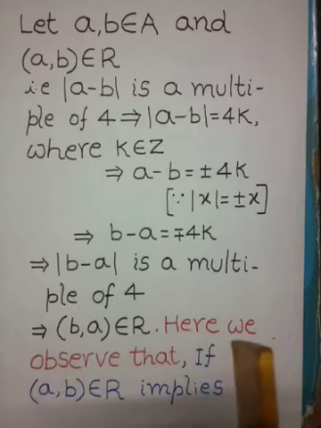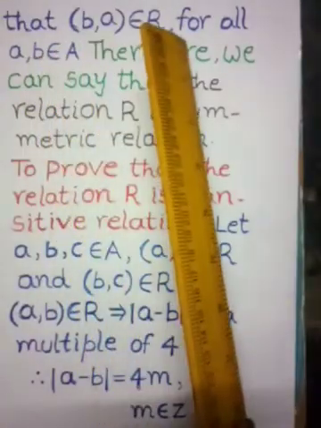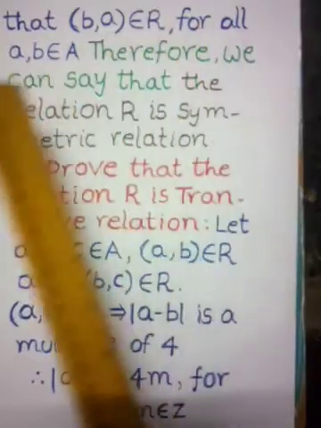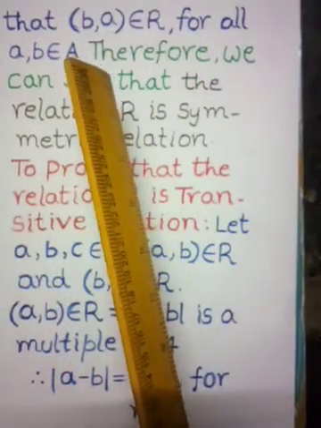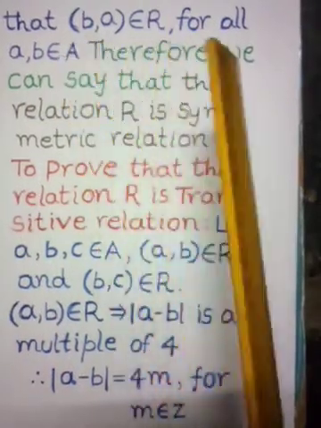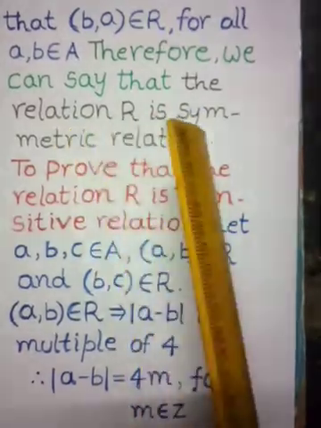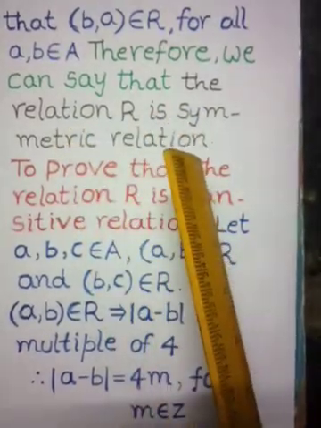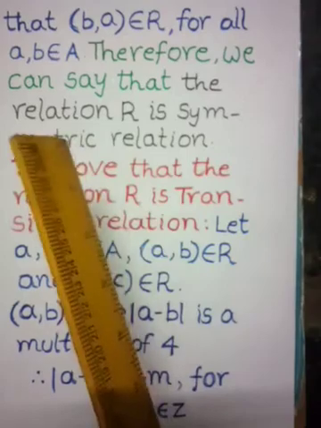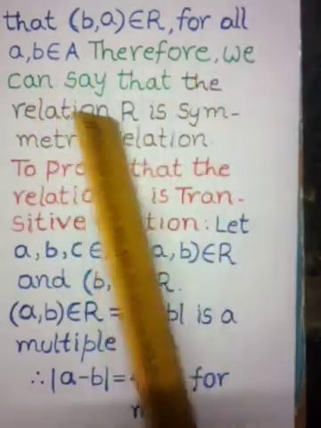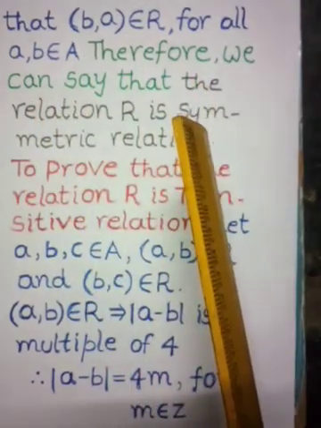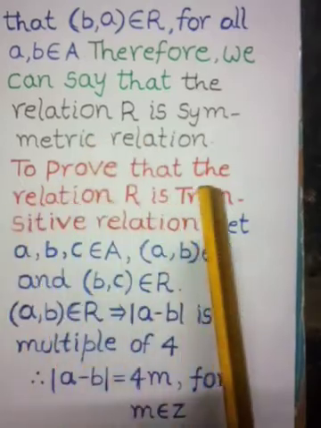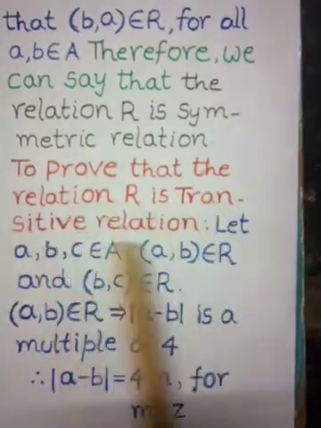Therefore, here we observe that if the ordered pair (A, B) belongs to R, this implies that the ordered pair (B, A) belongs to R for all A, B belongs to A. Therefore we can say that the relation R is a symmetric relation. Okay, my dear children, here we have proved that the relation R is a symmetric relation. Next, we are going to prove that the relation R is a transitive relation.